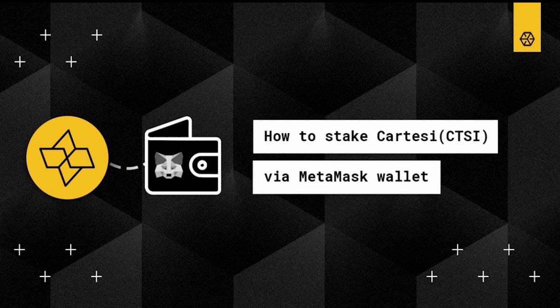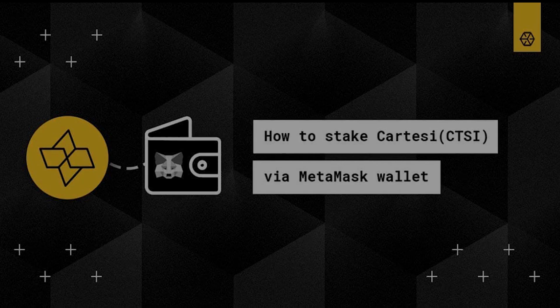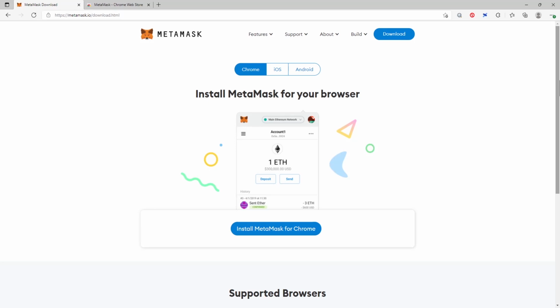How to stake Cartesi CTSI via MetaMask wallet. Before delegating Cartesi tokens, you need to create or import a MetaMask wallet and then add tokens to it. Go to MetaMask crypto wallet and click Download.